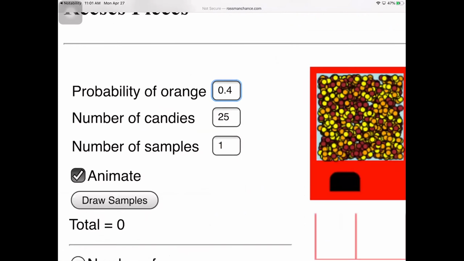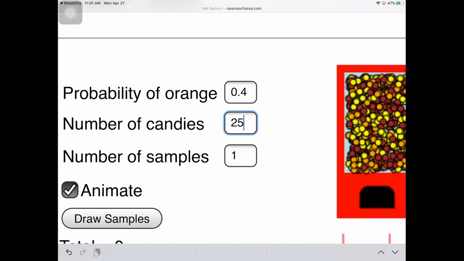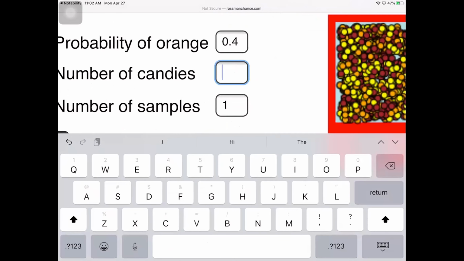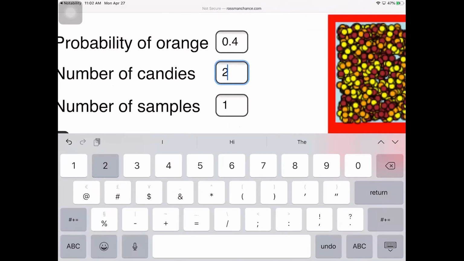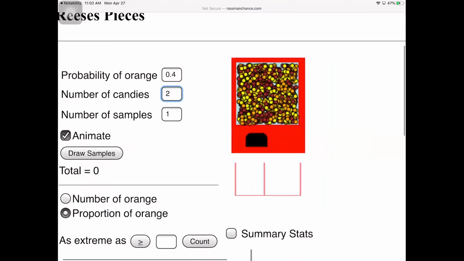For this one, we already know the answer should be that the probability of getting an orange Reese's Piece is 0.40. But let's act like we don't know that information, and let's go purely on the sample size. So we're going to say number of candies, and we're taking 2 candies.